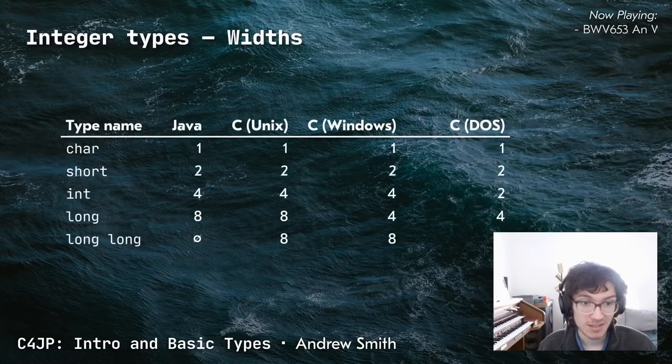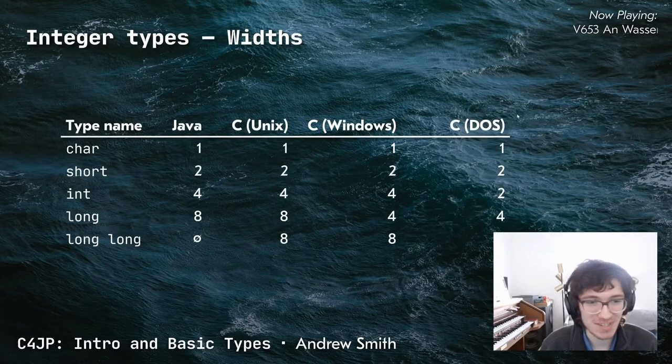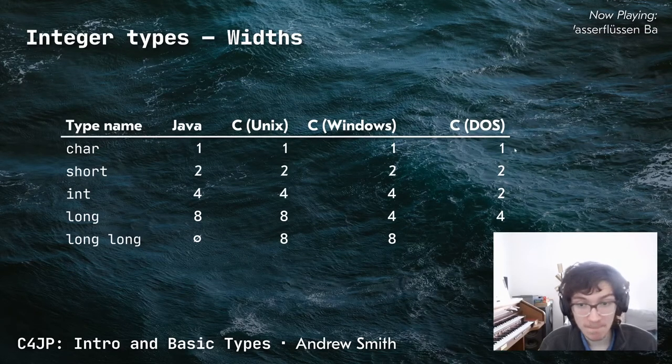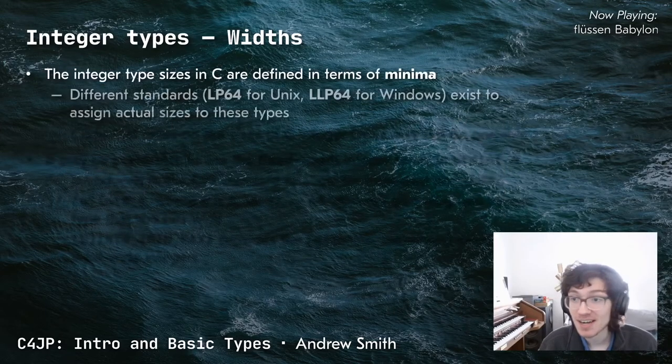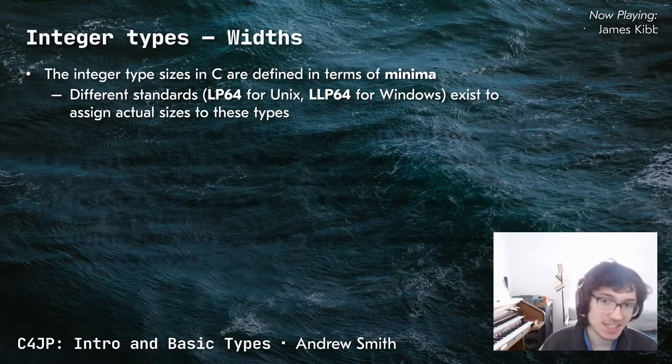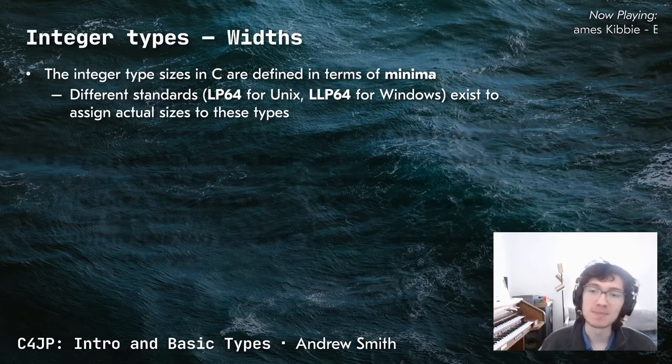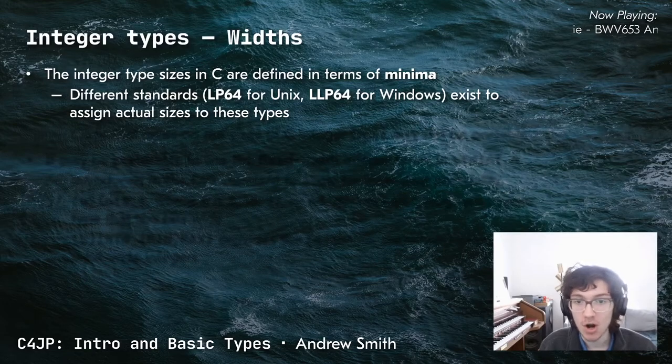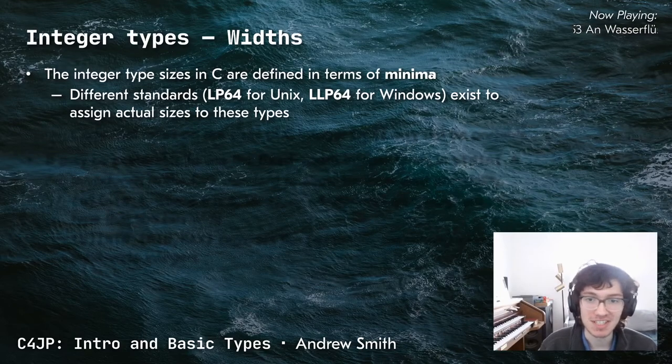So in other words, this DOS compiler we've got actually adheres to the C standard in terms of keeping the integer sizes at an absolute minimum. But our modern systems use some different conventions. And the thing to note is that our modern systems use different standards to assign actual sizes to these types. Unix, so, you know, Mac OS, Linux, and so on, uses a standard called LP64, which means that the long type and pointers are 64 bits long, int is 32 bits, versus Windows uses a standard called LLP64, which defines long as being 4 bytes long instead of 8.